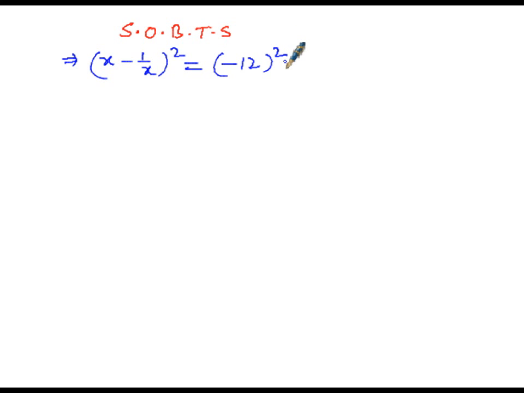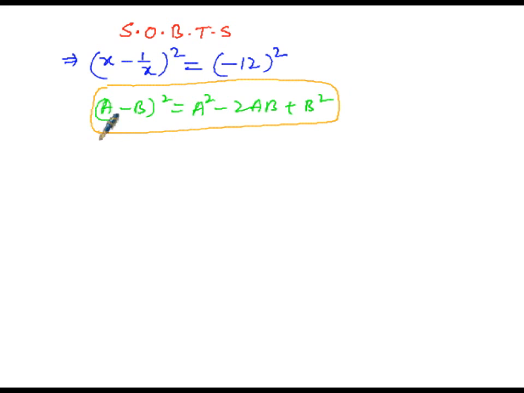When we square on either side, the left hand side quantity, x minus 1 by x whole square, is in the form of an identity, identity number 3, that is a minus b whole square is equal to a square minus 2ab plus b square. To expand a minus b whole square, you will get 3 terms: a square, minus 2ab, plus b square. Now, comparing, a is x and b is 1 by x. By replacing a with x and b with 1 by x, we can expand x minus 1 by x whole square by utilizing a square minus 2ab plus b square.